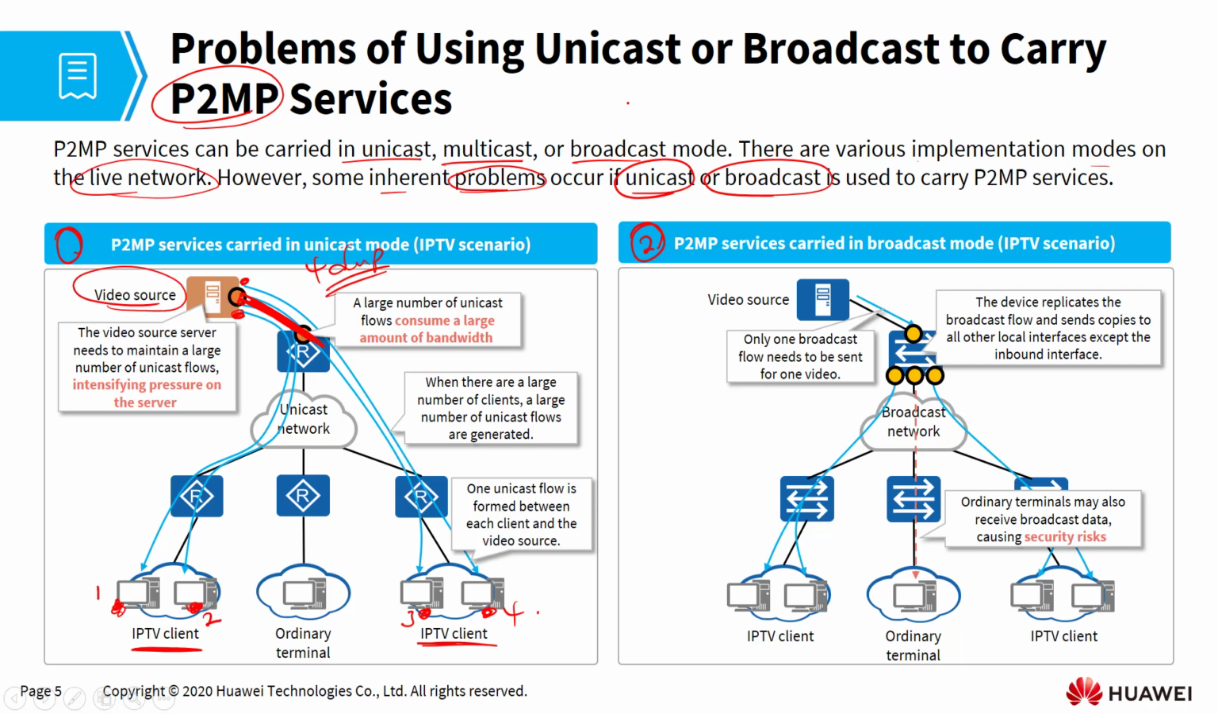They carry exactly the same thing. And from the first hop router to the unicast network, there are going to be 4 duplicate packets carrying exactly the same thing. Now, because we have 2 IPTV clients on this side, we are going to have 2 duplicate packets carrying the same thing on that link, and 2 duplicate packets carrying exactly the same thing on that link, which is wastage of bandwidth.